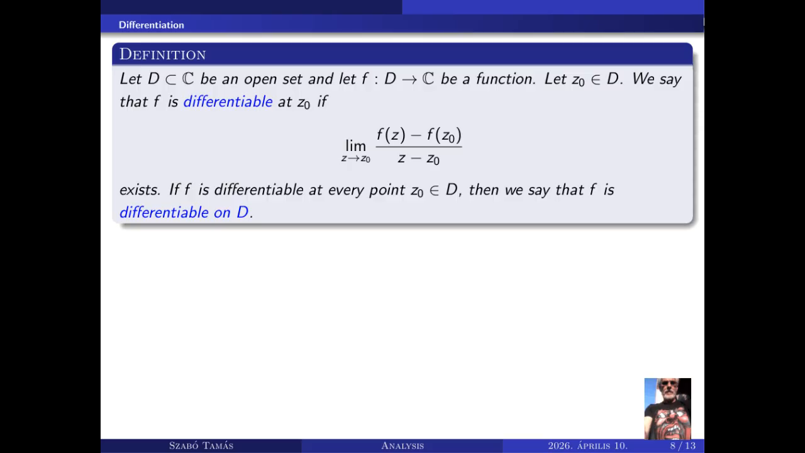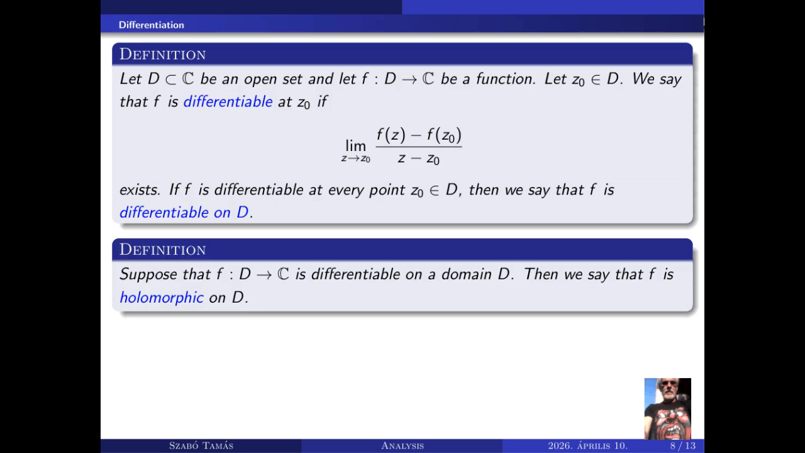If f is differentiable at every point z₀ in D, then we say that f is differentiable on D. Suppose that f from D to the complex numbers is differentiable on a domain D. Then we say that f is holomorphic on D. If D equals the complex plane, then we say that f is entire.